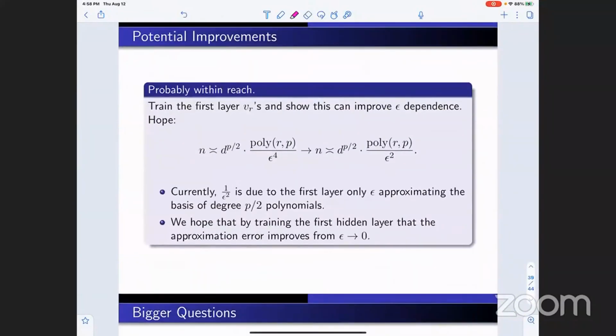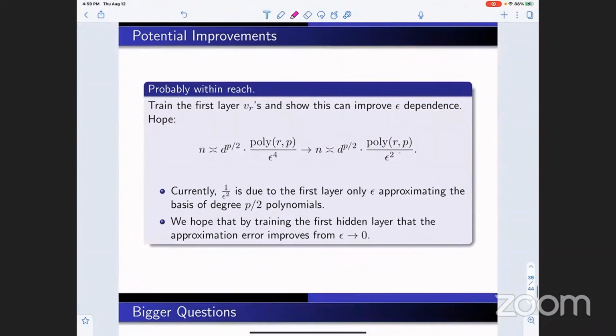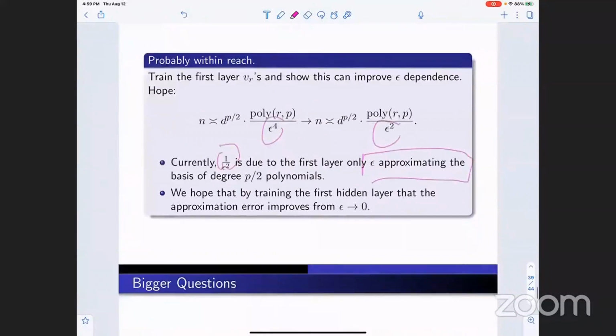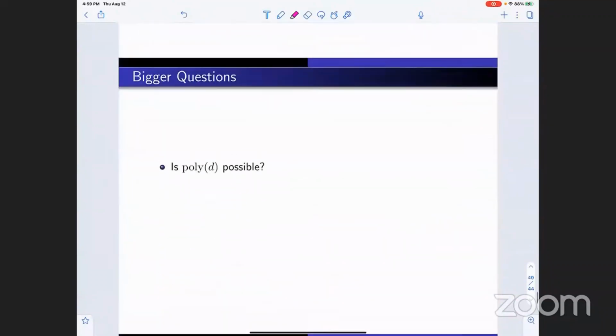So there's several potential improvements. Something that I think is probably within reach is if you train the first hidden layer, the V's, you can improve the epsilon dependence by a fine-tuning, like a feature learning argument. Right now you're paying an extra 1 over epsilon squared because you're only epsilon approximating. The hope is if you fine-tune it, you can get rid of these epsilons. Although even this, I think, is technically not that easy. Anyway, it's not a very big improvement.